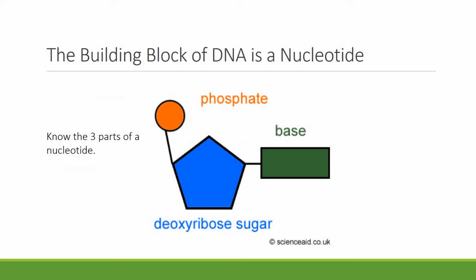I mentioned that the building block of DNA is a nucleotide. A nucleotide has three parts: a phosphate molecule, the sugar deoxyribose, and a base. DNA is named for the sugar it contains, deoxyribose, and that's where the name DNA or deoxyribonucleic acid comes from. Let's look next at the bases.